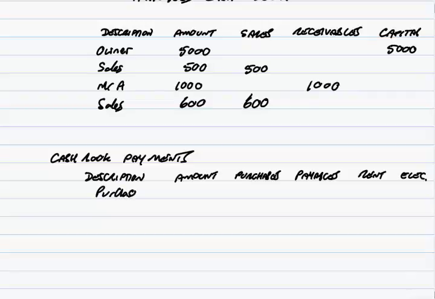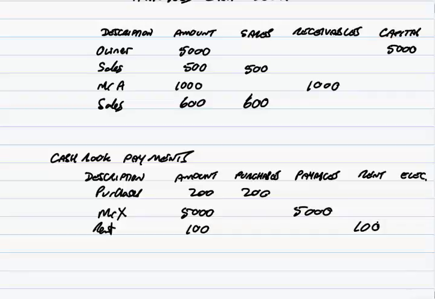Purchases, 200 in the purchases column. Suppose you pay Mr. X. You owe money to Mr. X of 5,000 and you pay him 5,000. It'd be in the payables column. Rent of 100 would be in the rent column, and so on.